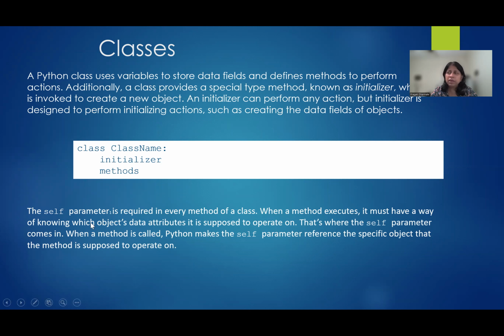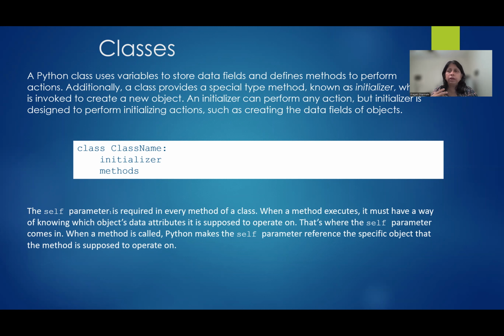Now, we also use a self parameter with classes. It is required in every method of a class. You should stress on this and remember this: the self parameter is required in every method of a class. When a method executes, it must have a way of knowing which object's data attribute it is supposed to operate on. And that's where the self parameter comes in. When a method is called, Python makes the self parameter reference the specific object that the method is supposed to operate on. Let's understand it with an example.